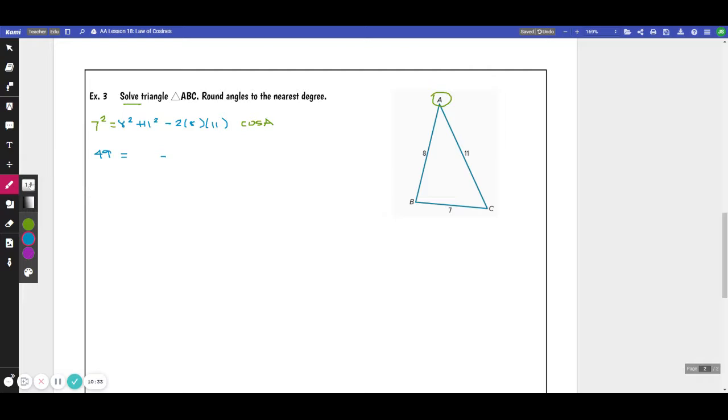Now I'm actually going to have to do my calculator live. Didn't want to do that. 185 minus 176. Okay, remember, you cannot subtract these. That doesn't work. So we need to subtract the 185 from both sides.